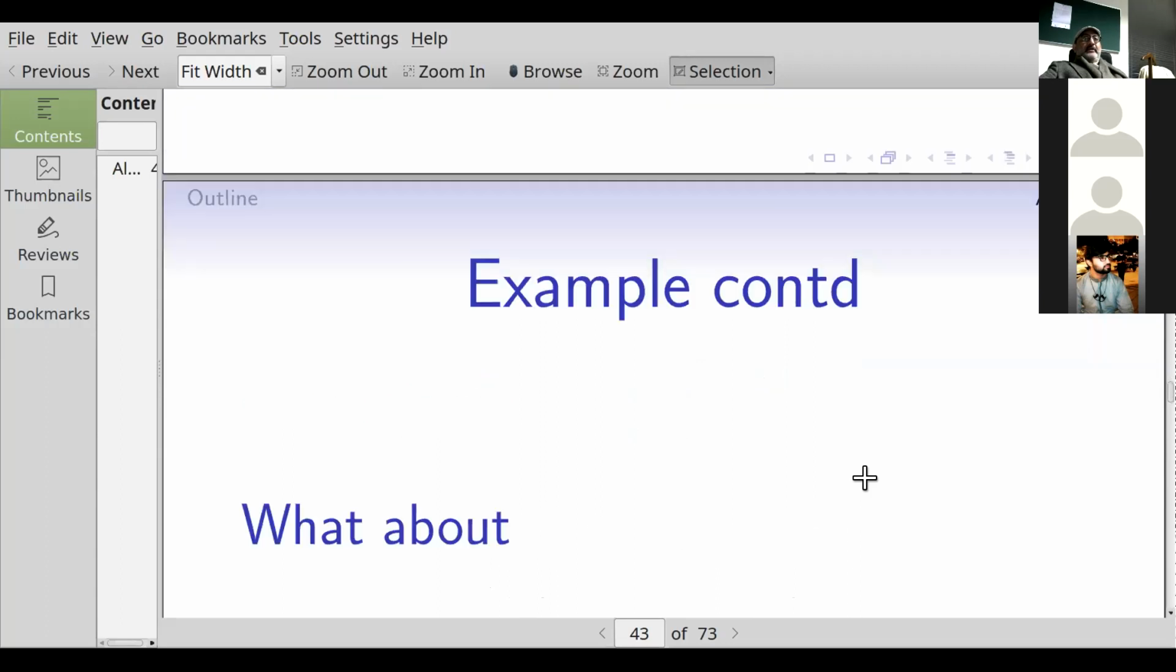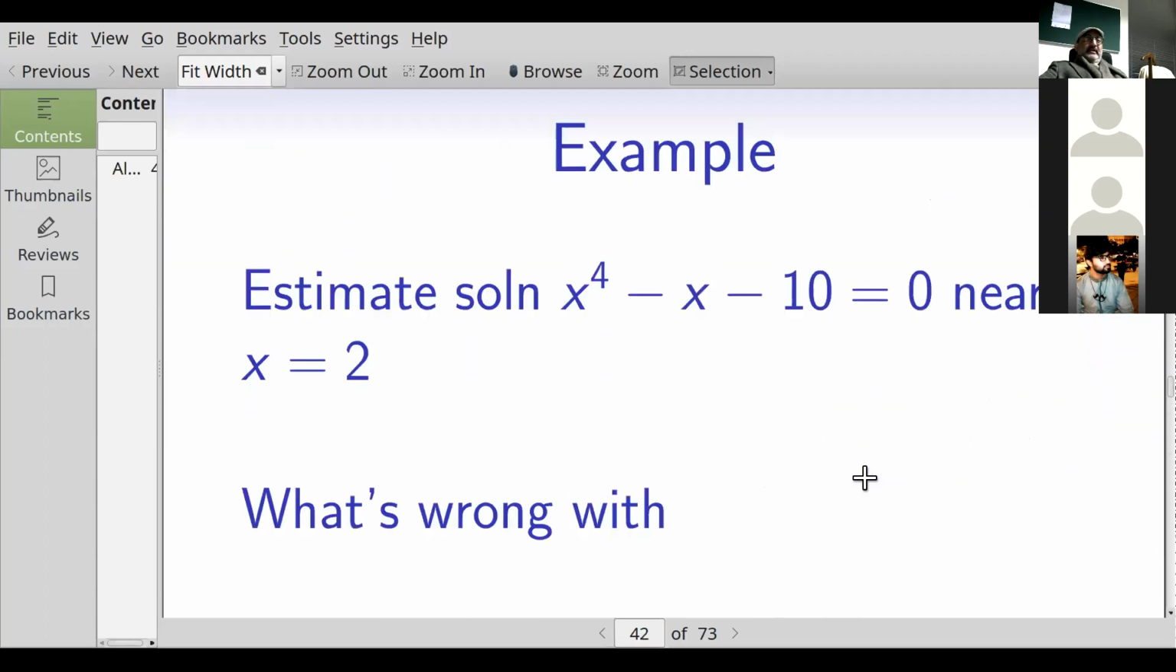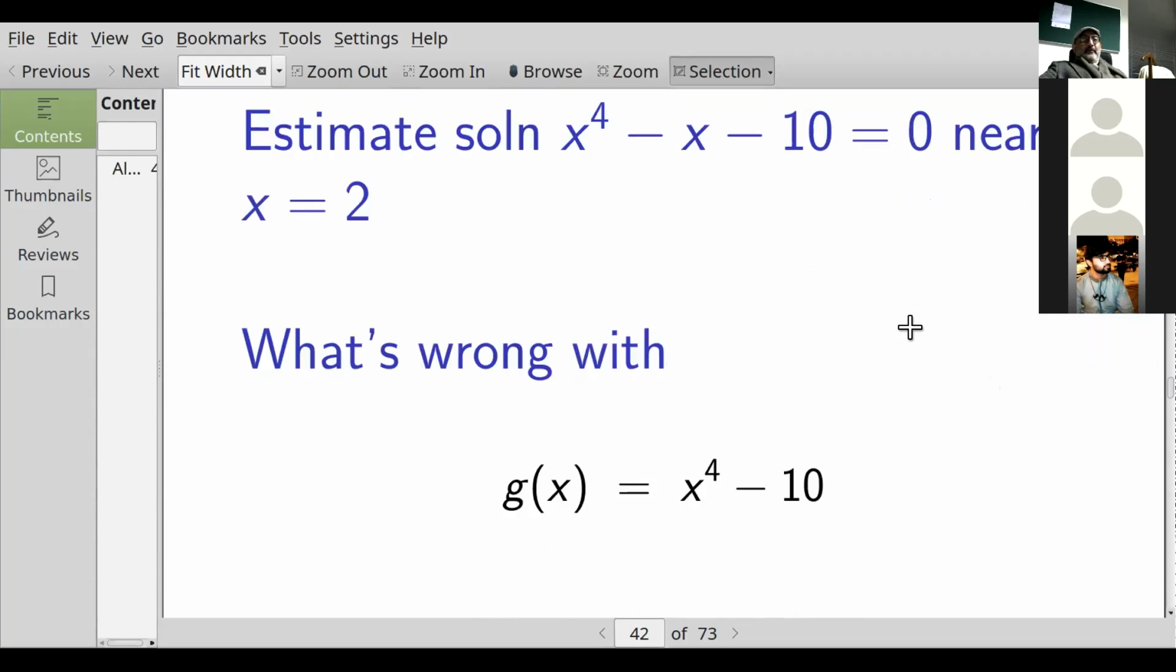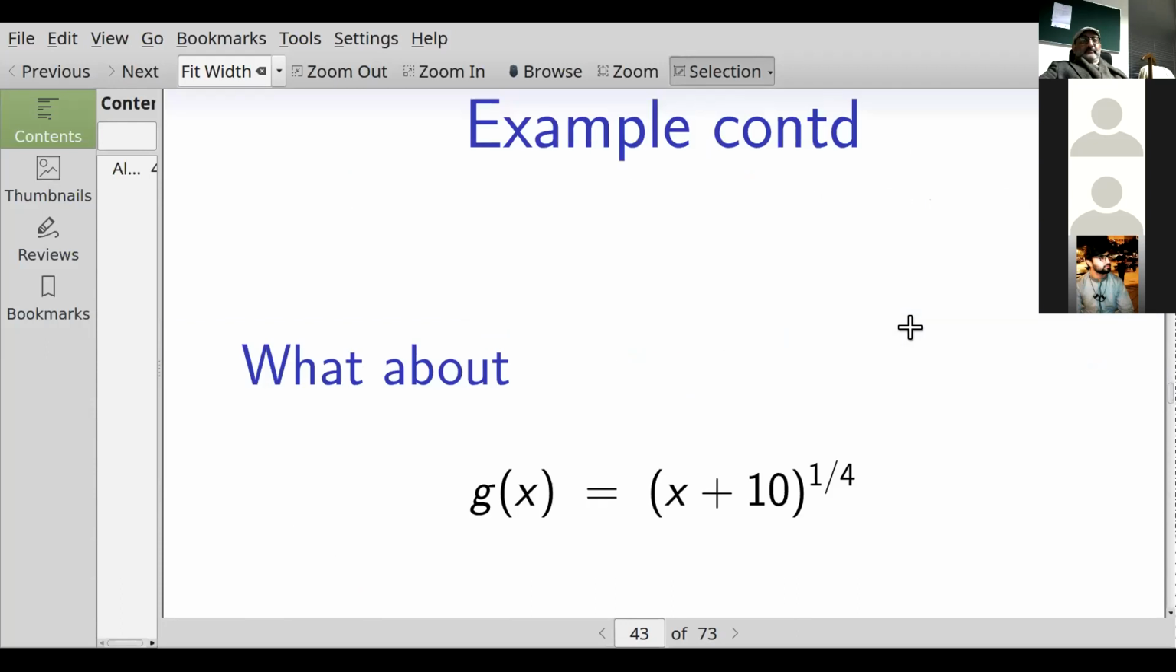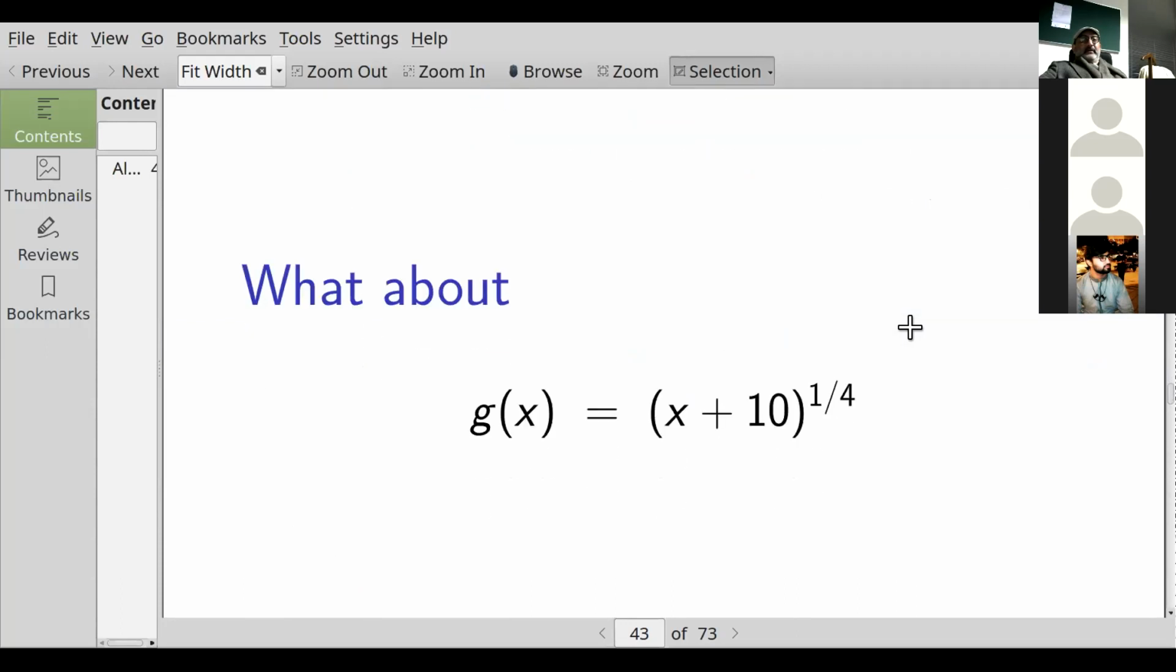Okay, now an alternative to that is to say that x to the 4th is equal to x plus 10. So x is equal to (x plus 10) to the 1/4. Okay? So that's your fixed point iteration. Feed me in an initial x near 2, and then I'll replace that by (x plus 10) to the 1/4. Can you tell me if that makes more sense?